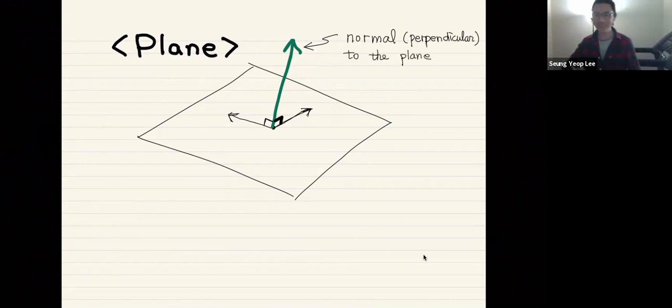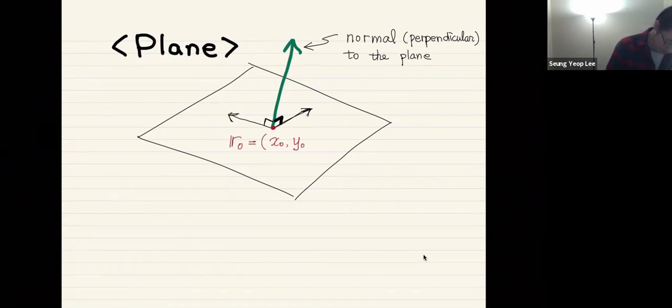And that direction is unique, right? So we will use this normal vector to describe the plane. Normal vector is very important to describe a plane. So a plane is again described by a single point, again I'm going to use the same notation R0, and a single vector, which is now the normal vector. And for the normal vector, I will use the notation N because it stands for normal.